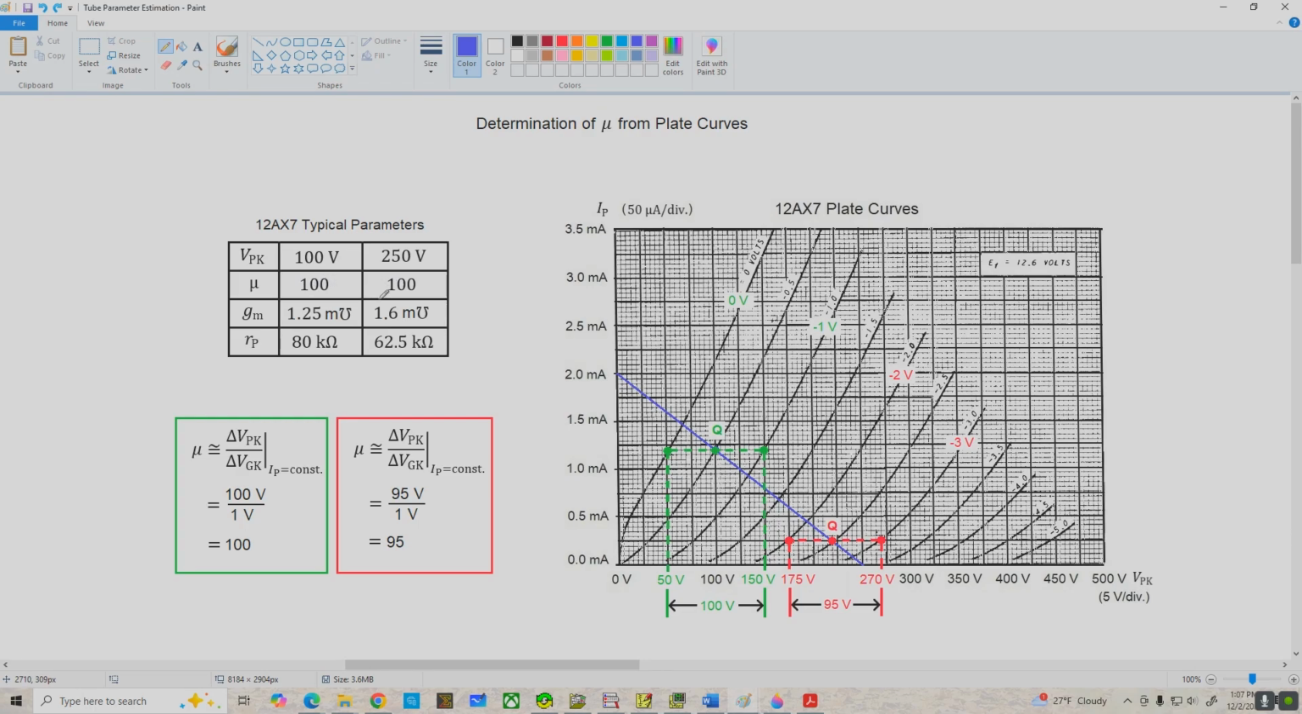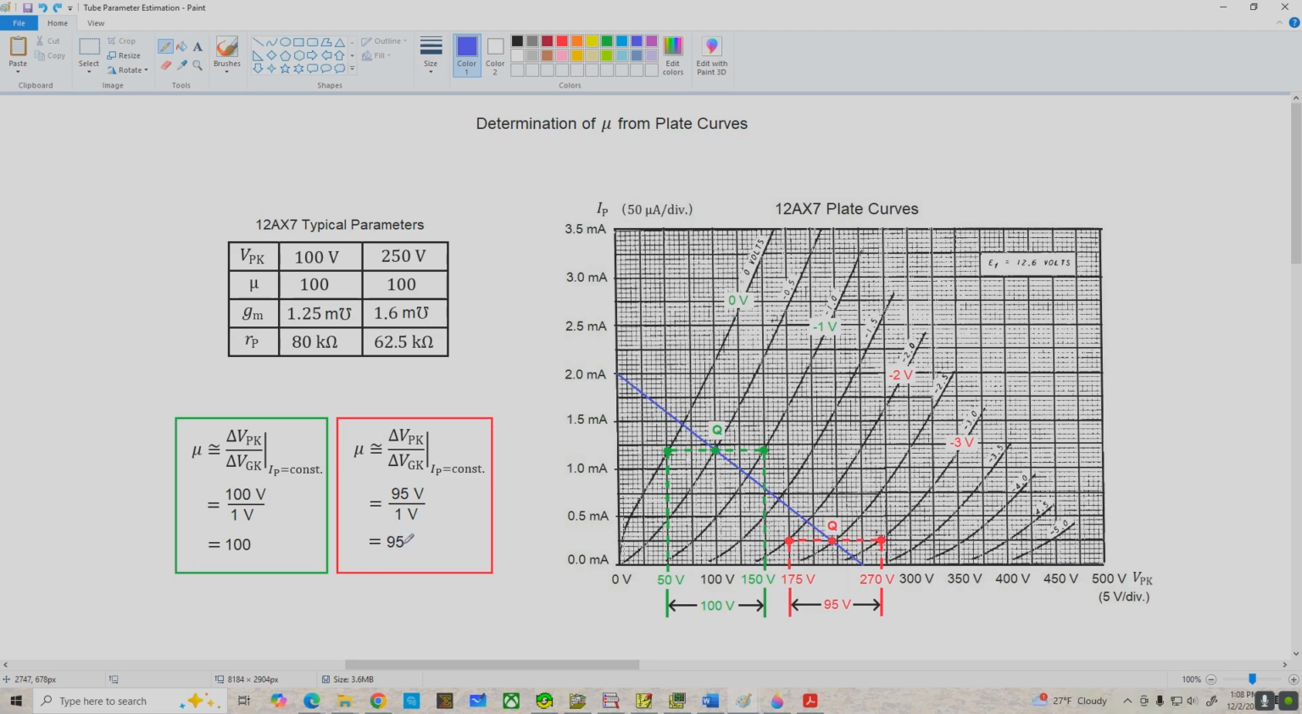Now, if we move over here to this red Q point located at a much higher VPK and lower plate current, we find that for a 1 volt change in VGK, that is a grid voltage change from -2 to -3, that would correspond to a change in VPK of 175 volts to 270 volts, which is a 95 volt change, and our resulting mu value would be 95 volts divided by 1 volt, which is 95.